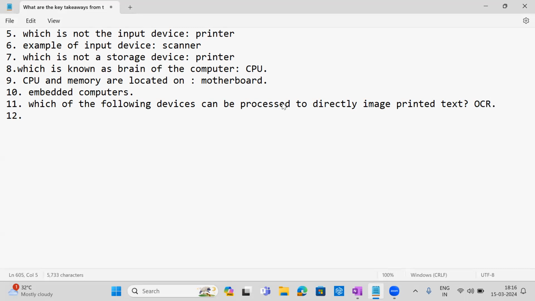The output quality of a printer is measured by, is it dots per inch, dots per square inch, dots printed per unit time, or all of the above? It is dots per inch.